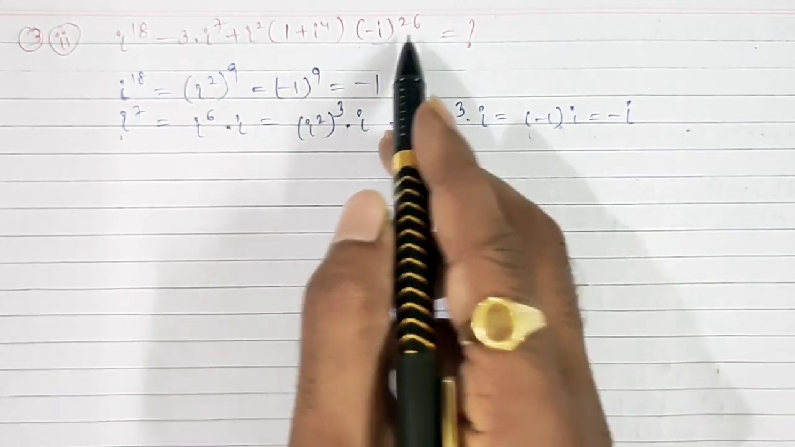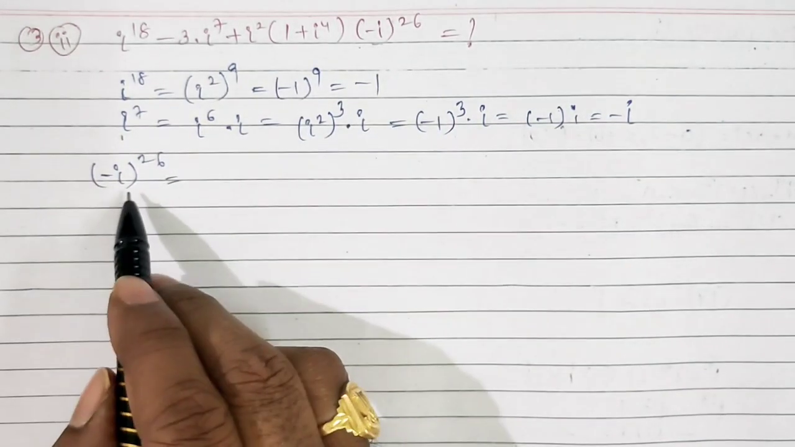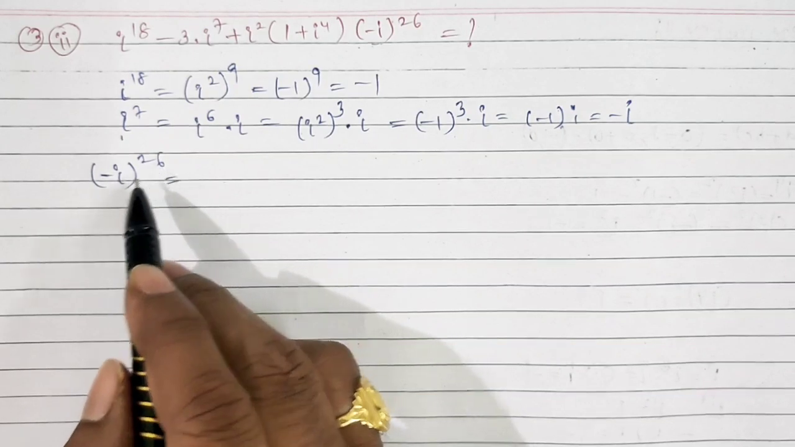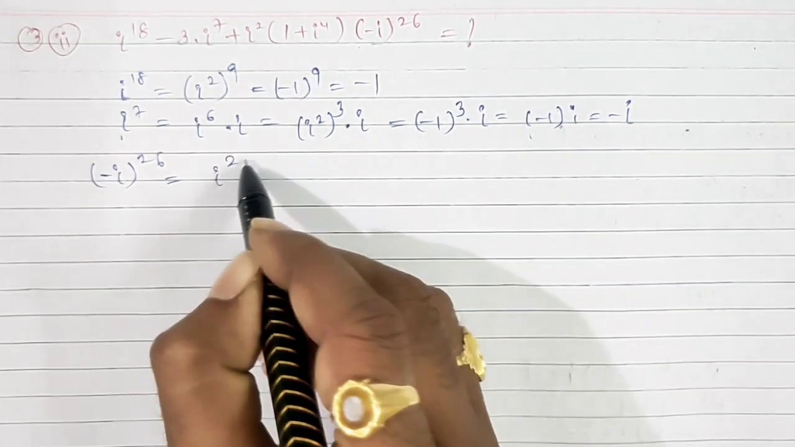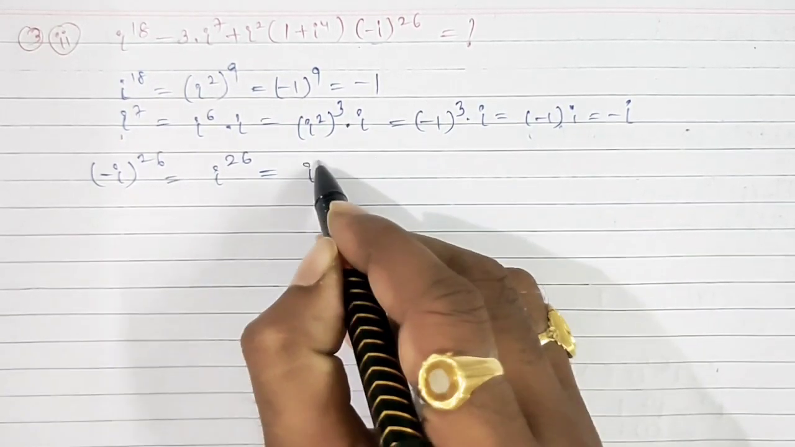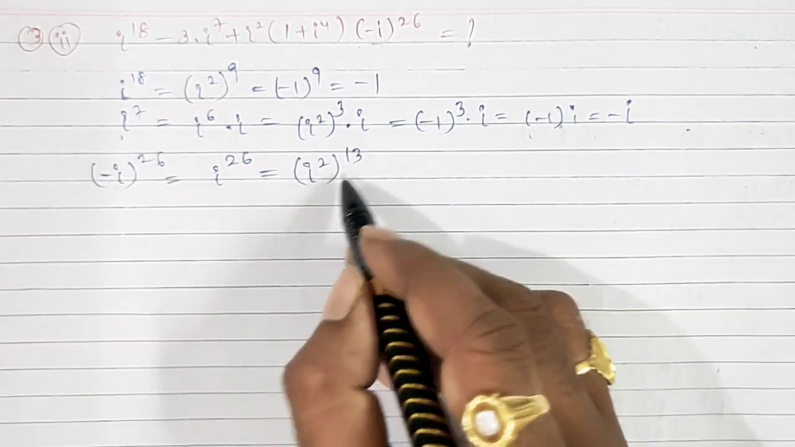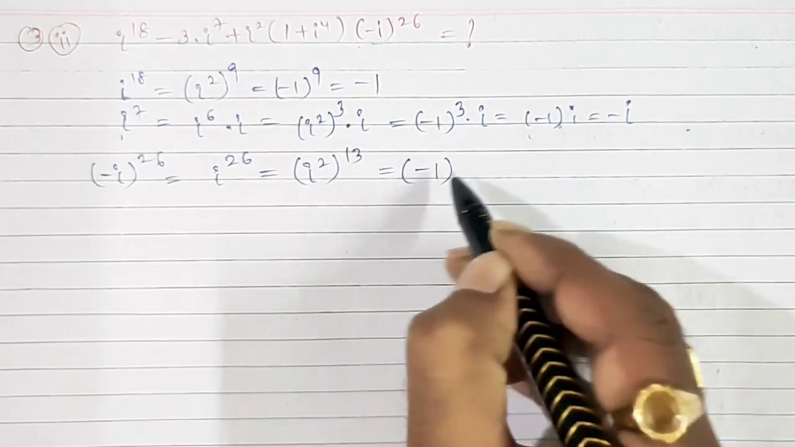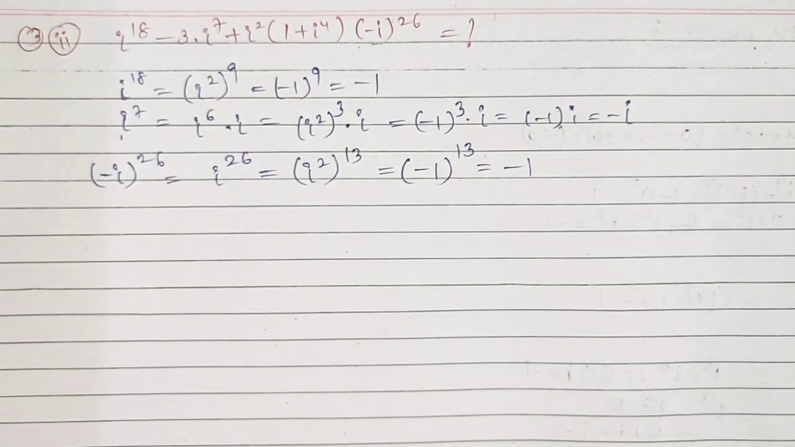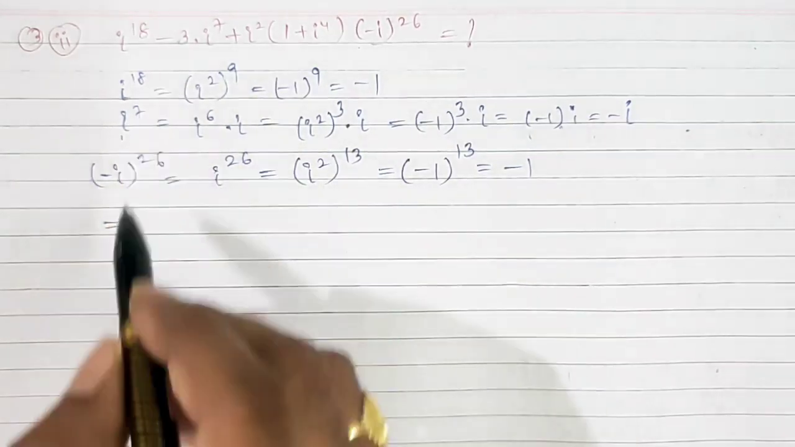Then we have to write (minus i) whole to the power of 26. In this complex number the power is 26, an even power, so that we get the result plus i power 26. Now let us write i square whole to the power of 13, since 2 13s are 26. I square whole power 13, where i square value is minus 1 whole to the power of 13, that gives us the result minus 1. Okay, clear?